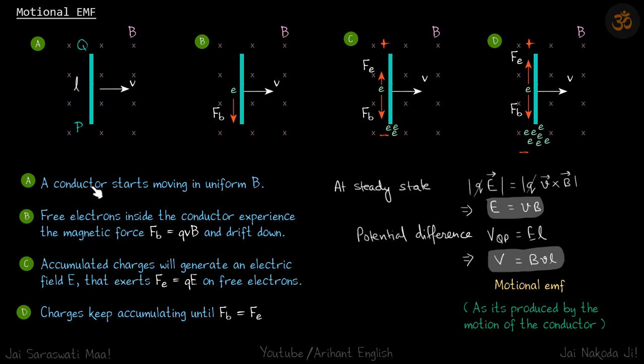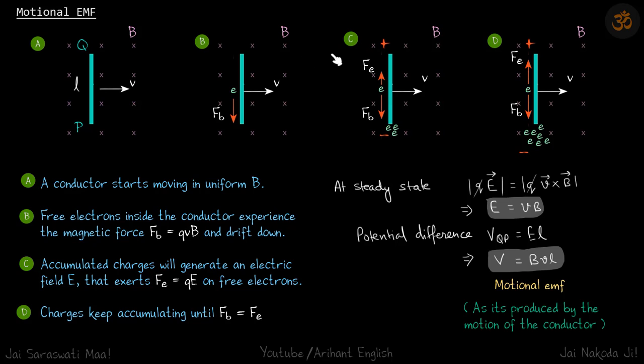A, the conductor starts moving in a uniform magnetic field. B, free electrons inside the conductor. A conductor will have free electrons, obviously. So when they move along with the rod, they are going to experience a magnetic force. The direction of this force, we already know how to calculate by Q into V cross B. That will come to be downwards. Here V and B are perpendicular to each other, so there is no component of sine theta. So free electrons inside the conductor experience the magnetic force Fb equal to QVB and drift down.